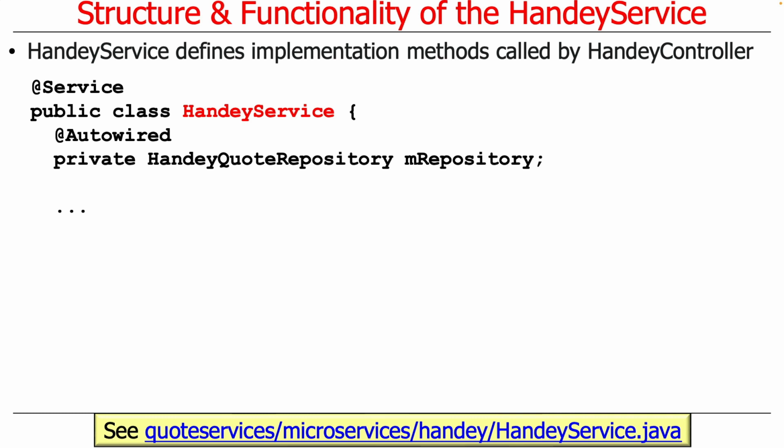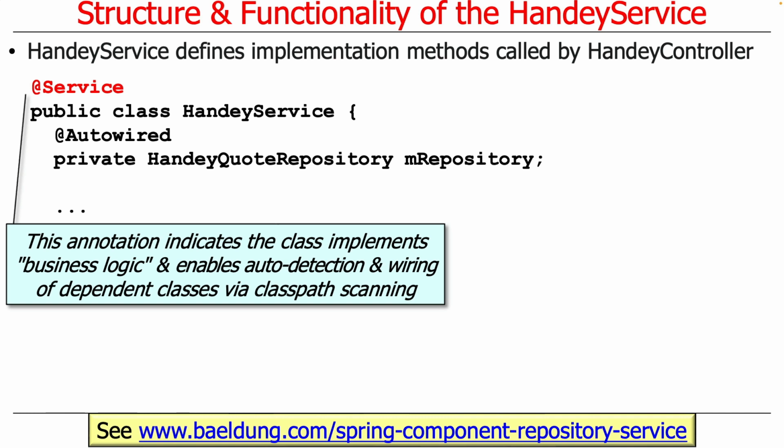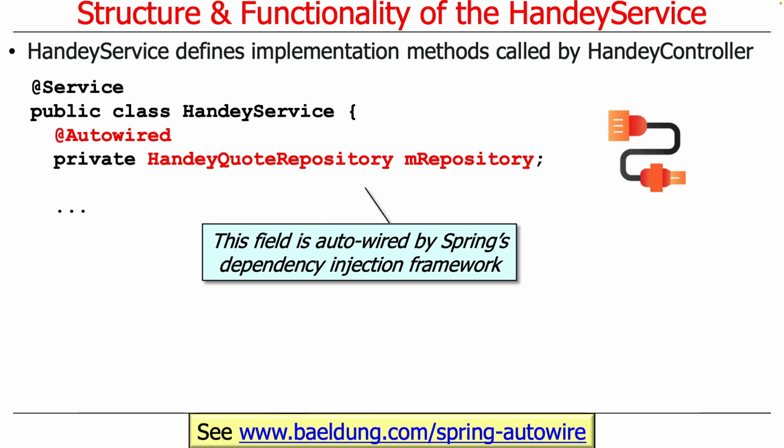Let's talk briefly about the Handey service. In retrospect, I'm probably going to revise the slides at some point. Well, I take it back. Well, we'll see. So you'll see right now we kind of follow our canonical way of doing things where we have a service, and that service is then auto-wired to the controller. It's a service, so it can do auto detection and wiring of dependent classes using class path scanning. And then it's got the Handey quote repository. So this is now going to be auto-wired by Spring's dependency injection to the database that we're about to talk about, the reactive database.